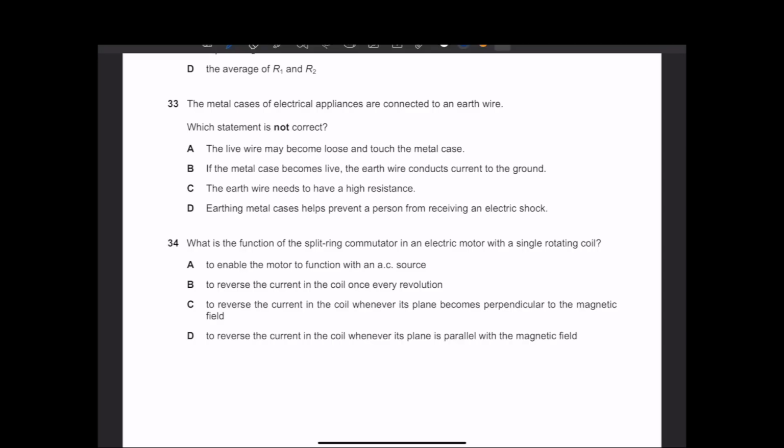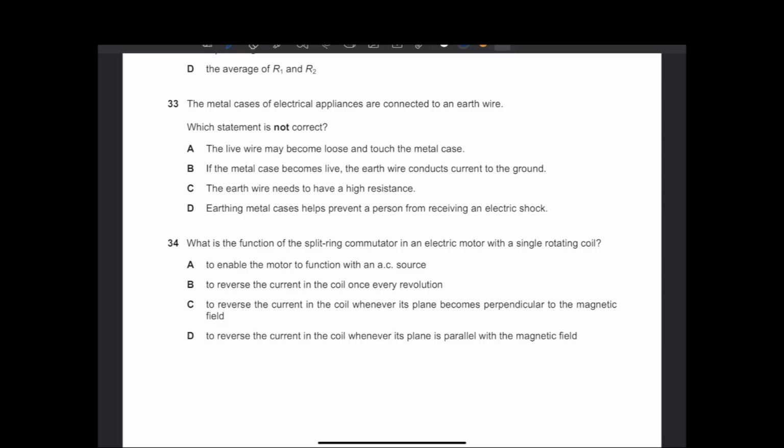B: If the metal case becomes live, the earth wire conducts the current to the ground. C: The earth wire needs to have a high resistance. D: The earthed metal cases help prevent a person from receiving an electric shock. Actually, all of them are correct except C. And they are asking here about the one that is not correct.